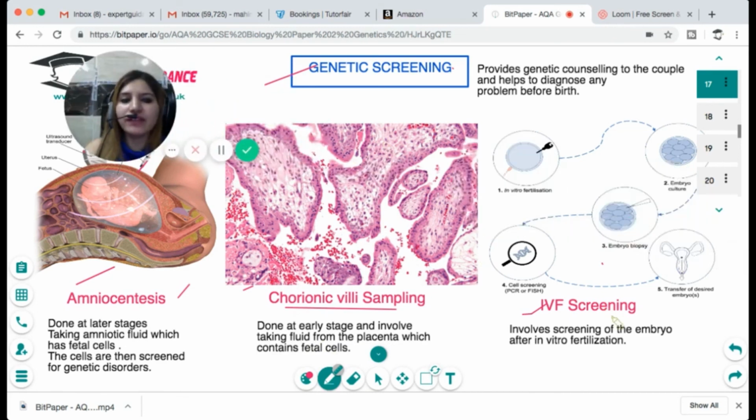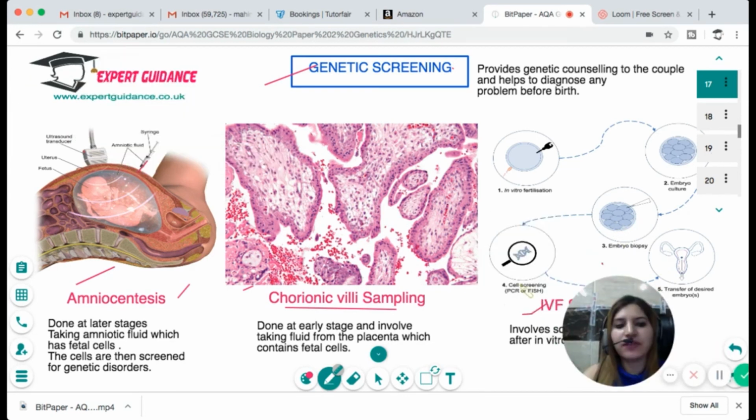And then we have the IVF screening. In IVF screening, these are for those couples who have taken in vitro fertilization as a method of fertilization. In that, we can screen the embryos before inserting them into the uterus. Now, these techniques are very important because they can provide the couples with genetic counseling and help to diagnose any problem, take any measures, or terminate the pregnancy before the child is born.